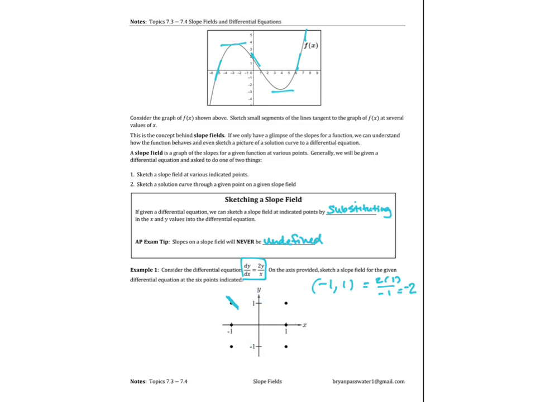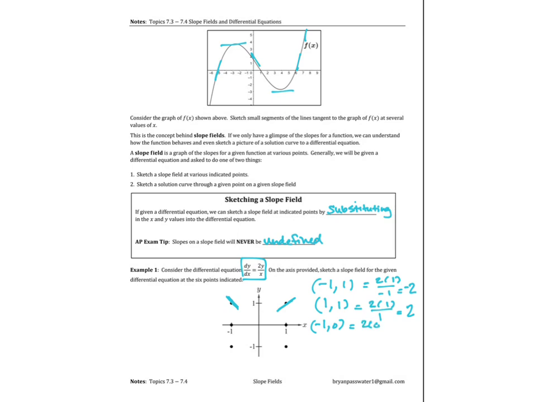So let's slide over to (1, 1). If we plug in this point, we get 2 times 1 over +1, which would be +2. So to sketch this slope, we're going to do the same thing, but positive. Draw a little line segment there. Positive. Okay.